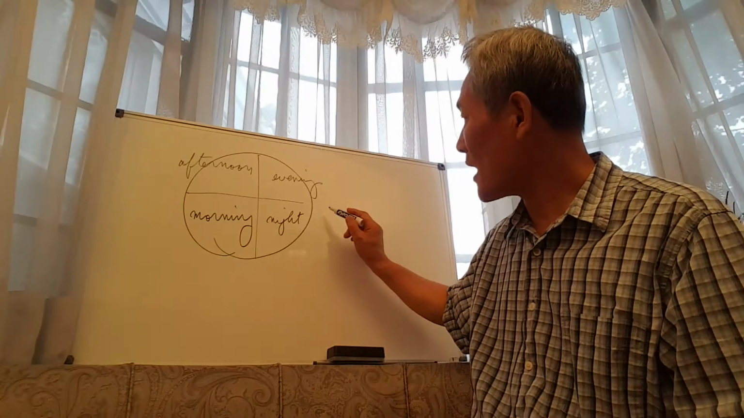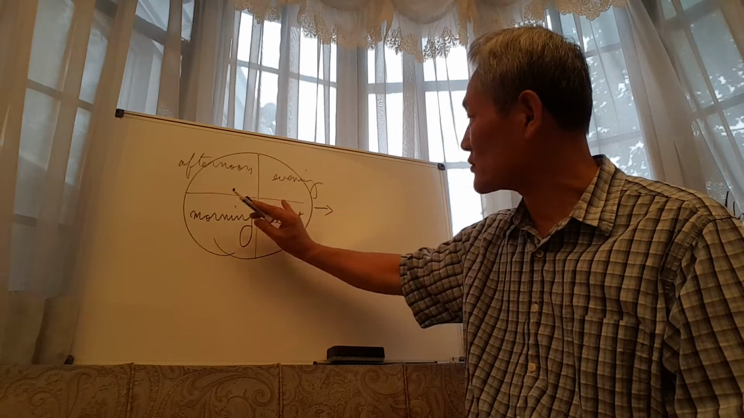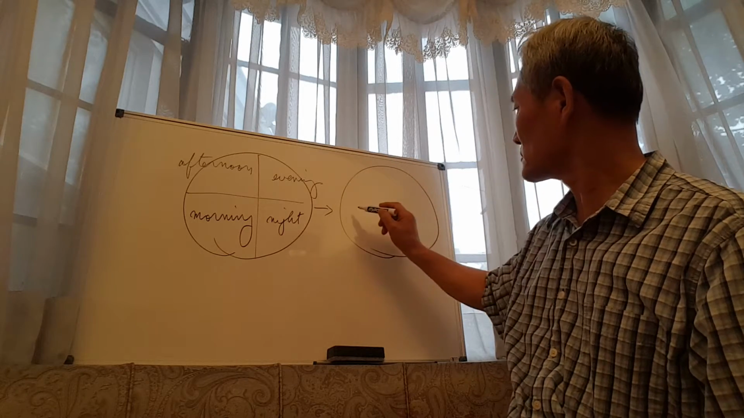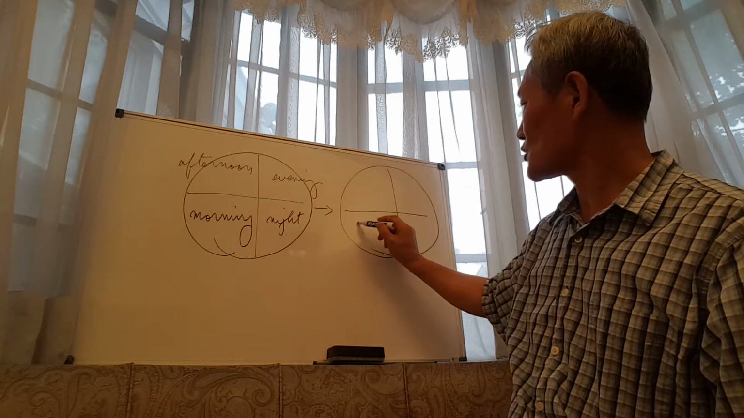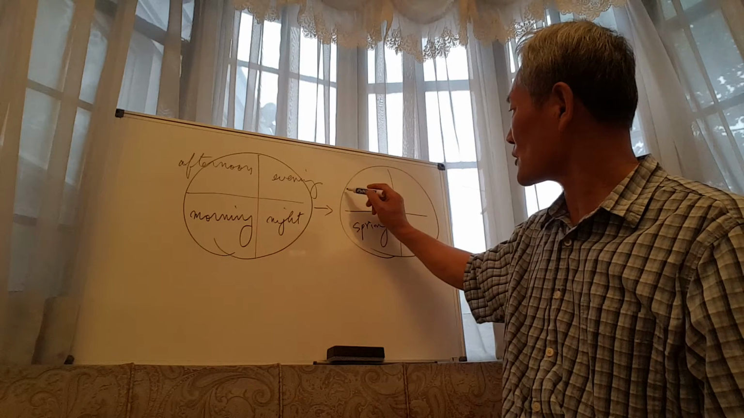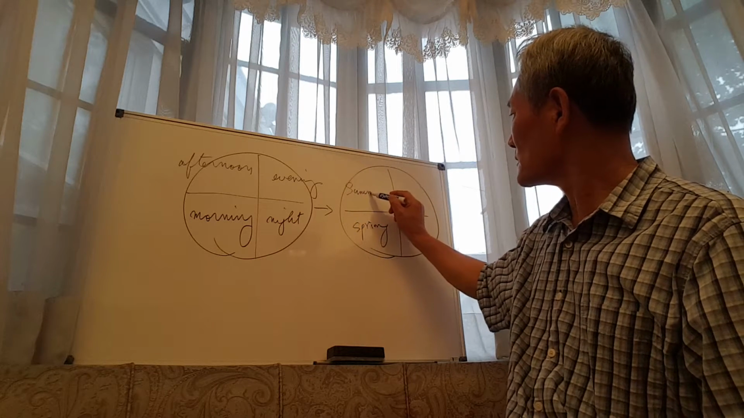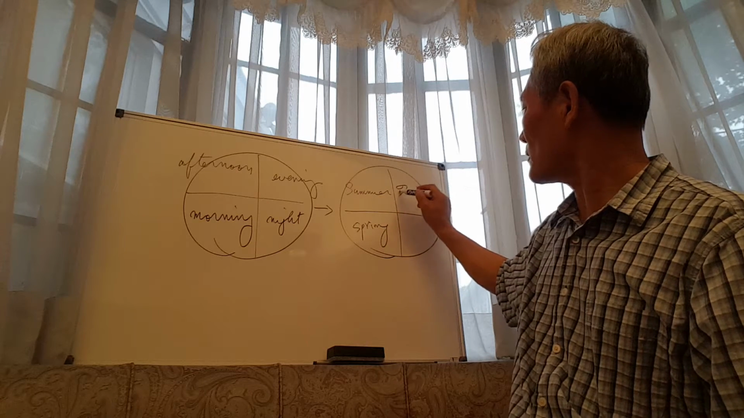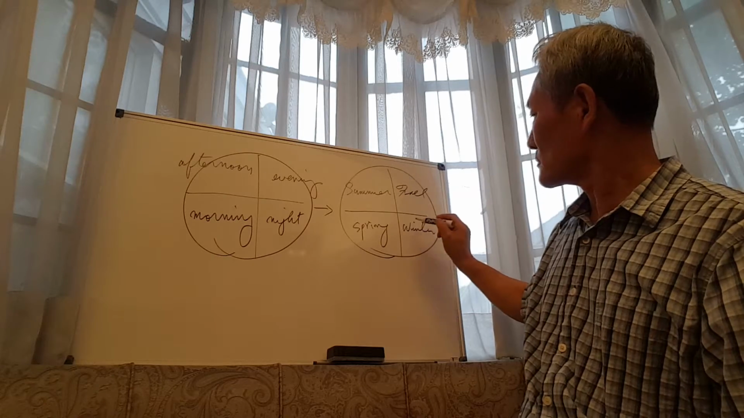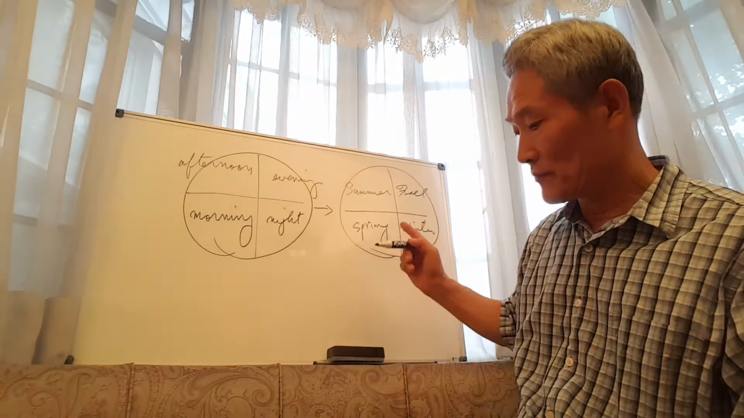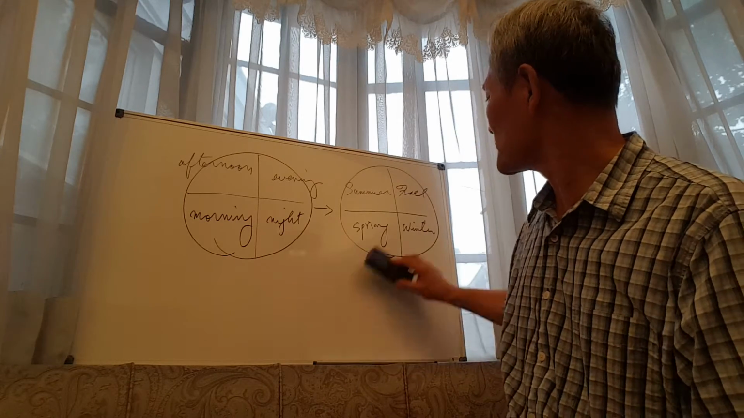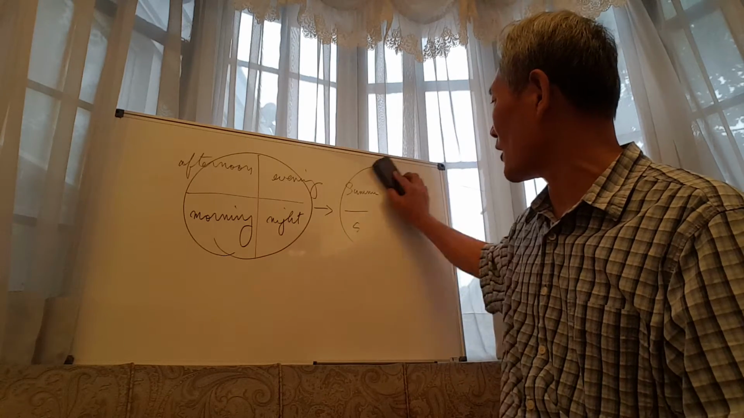Now, as time developed, they found out this changed into seasons. Spring, summer, and fall, and winter. Where did this come from? Then what they found out is this is because of the sun.